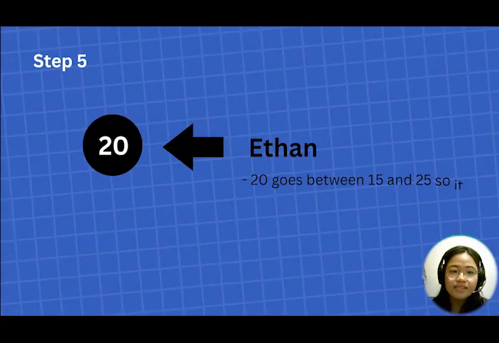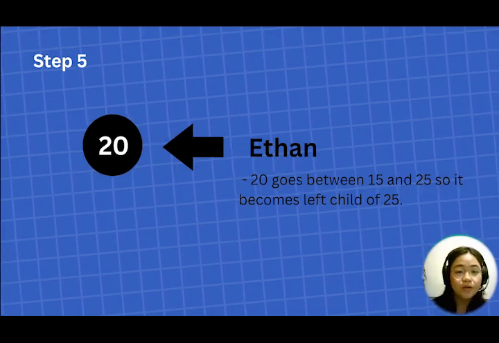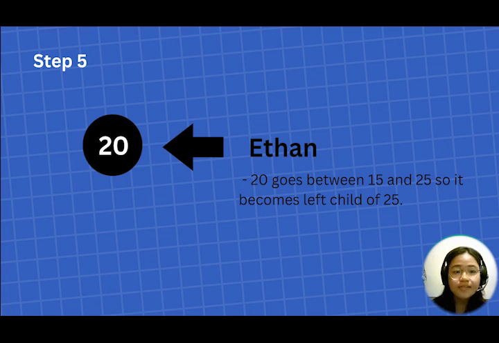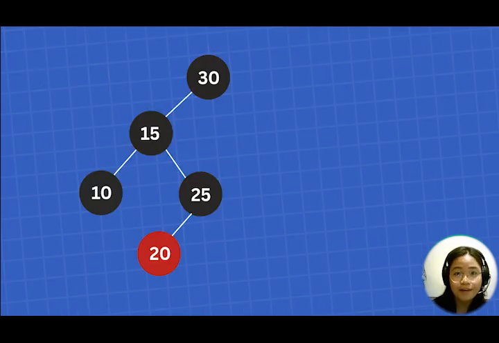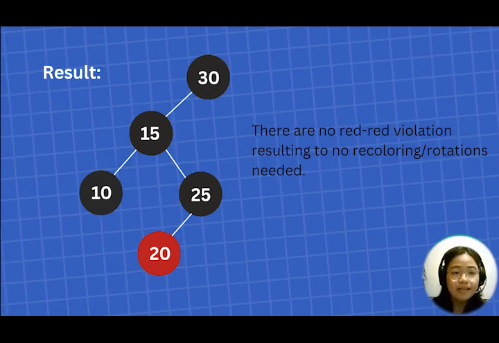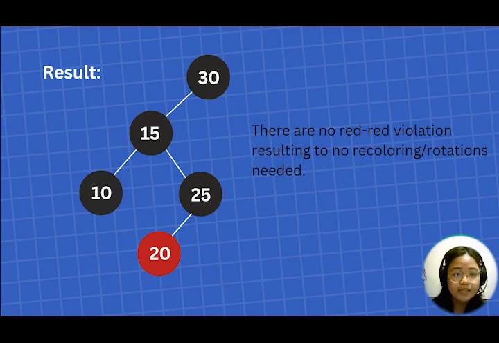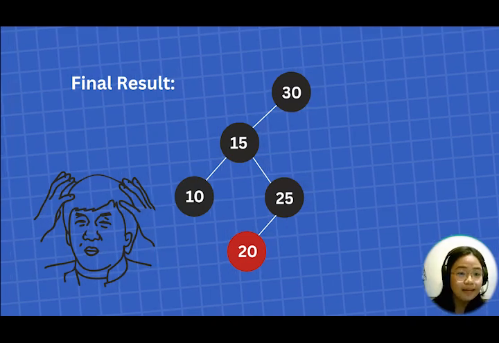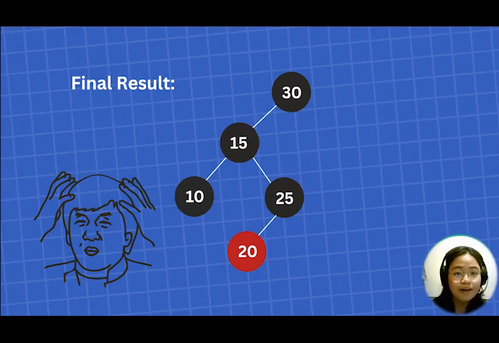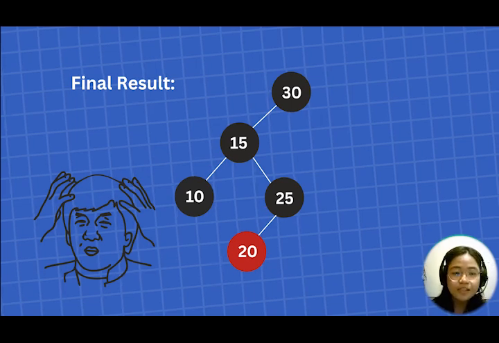Step 5. Let's insert Ethan. Ethan has a priority number of 20. Since 20 goes between 15 and 25, it becomes the left child of 25. According to the tree, there is no red-red violation, and so no recoloring or rotations are needed. So the final tree is 30 as black, 15 as black, 10 as red, 25 as black, and 20 as red. With these changes, the tree remains balanced and no fix is necessary.